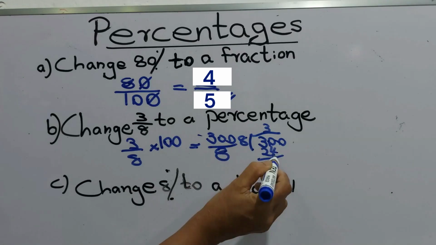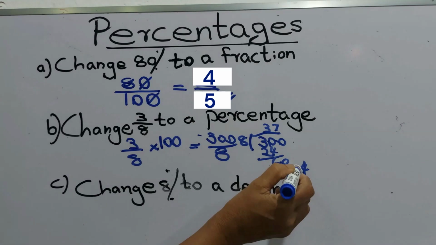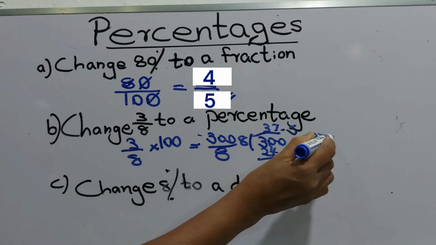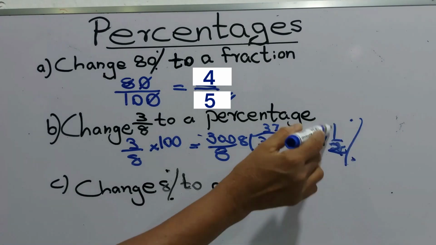8 times 7 is 56. Remaining 4. Then we can put 0 here, adding 0, 40. 8 times 5 is 40. That means 37.5, with the .5 meaning half. That is the percentage of 3/8: 37.5%.